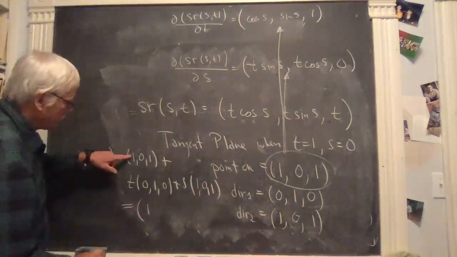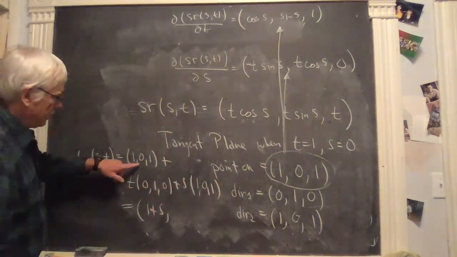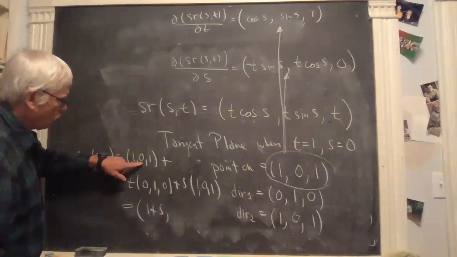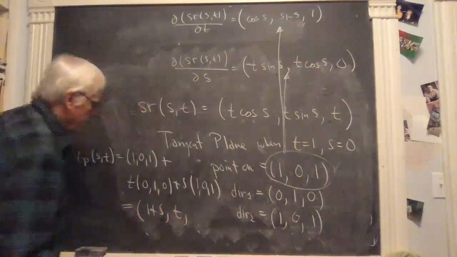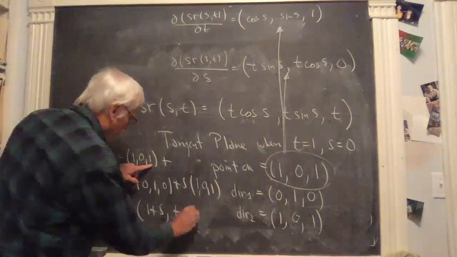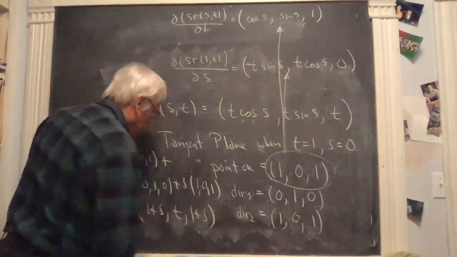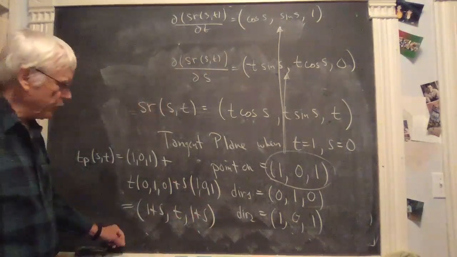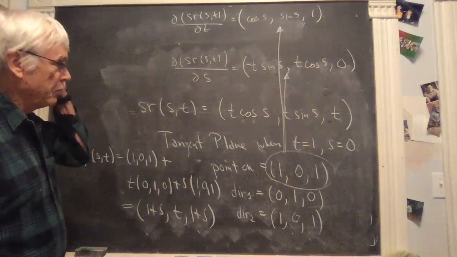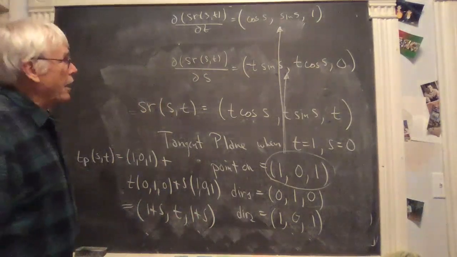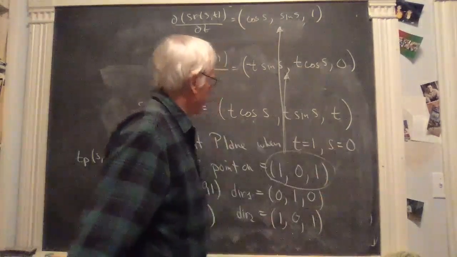The x coordinate is 1 plus 0 plus s. The second coordinate is 0 plus t plus 0. And the last coordinate is 1 plus 0 plus s. So here is the parametric equation for the plane tangent to this surface at the point where t is 1 and s is 0.